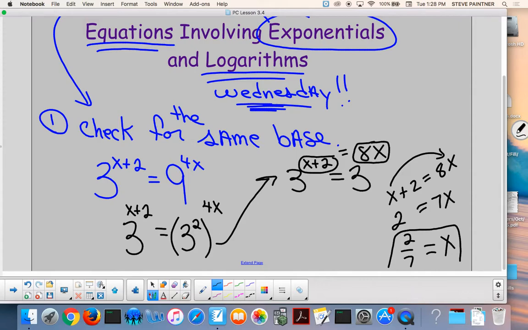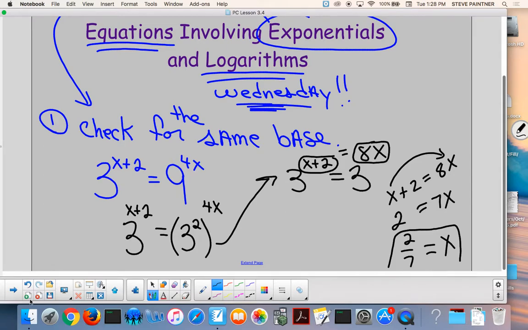That's it. That was actually in lesson 3.2. It's also in lesson 3.4. So if you can make the bases the same, do it. If you have the same base, it's actually a very easy problem. At least I think it will be easy for you. That is step 1. Check to see if you have the same base.